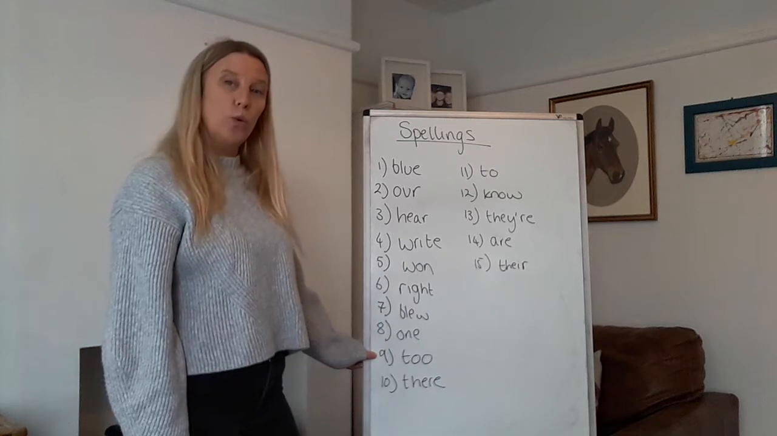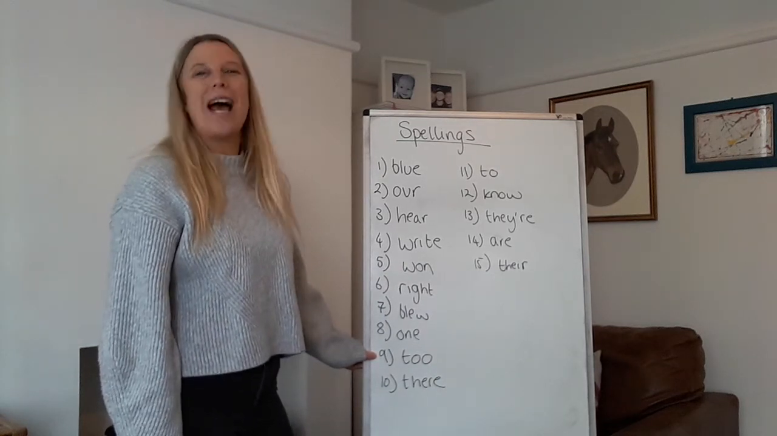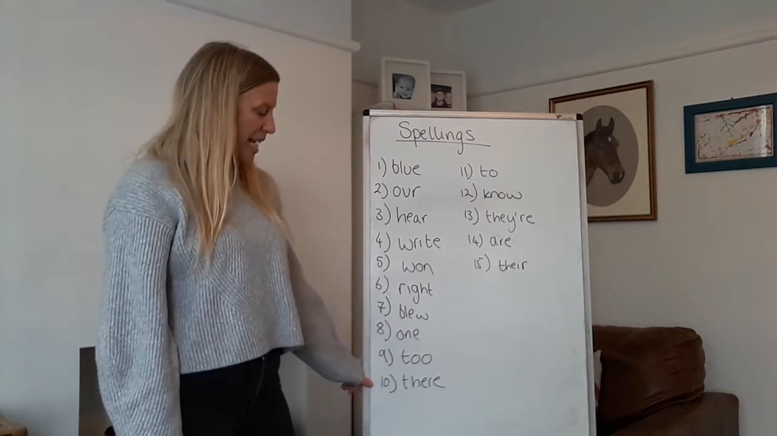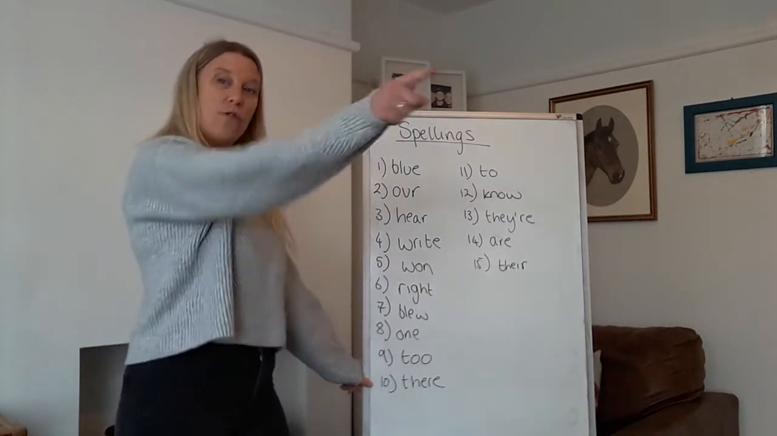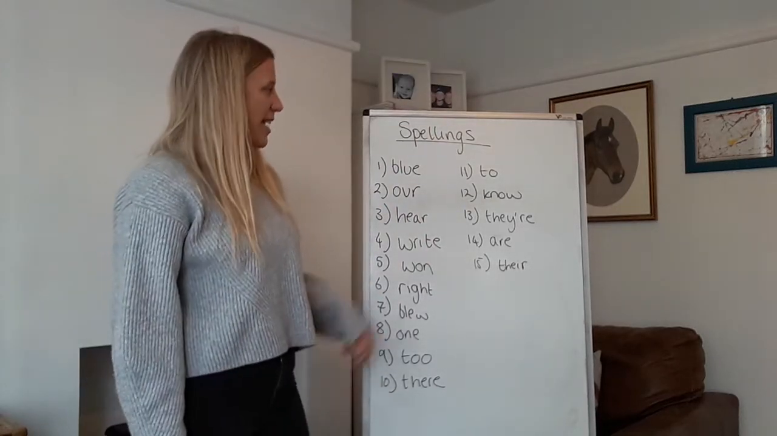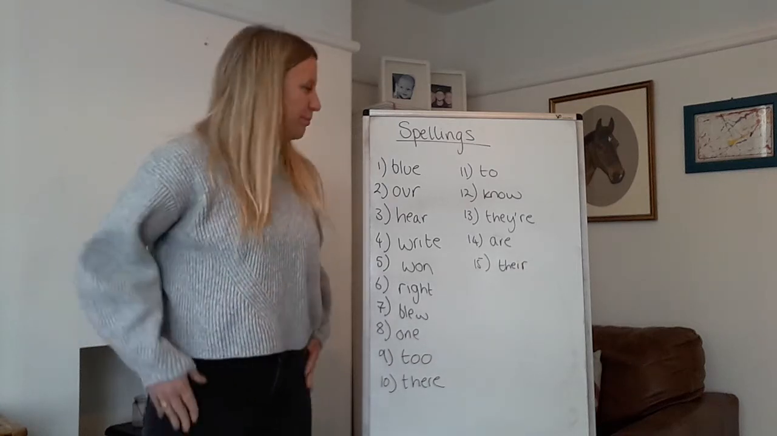Then we had 2, T-O-O. I like chocolate too, as well, also, 2. Then we had there, T-H-E-R-E. It's over there, place. It's over there, T-H-E-R-E. Then we had the other 2, T-O. How do I get to?